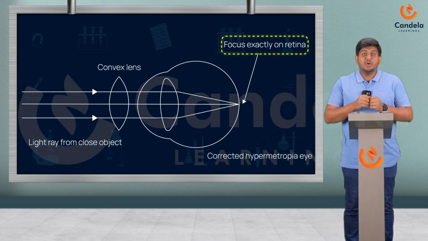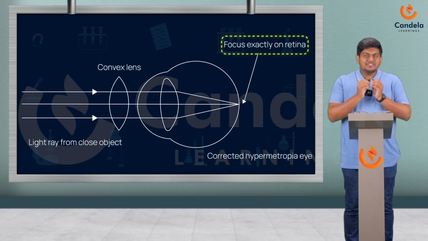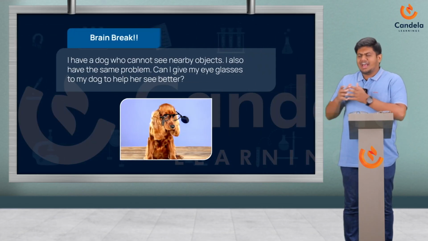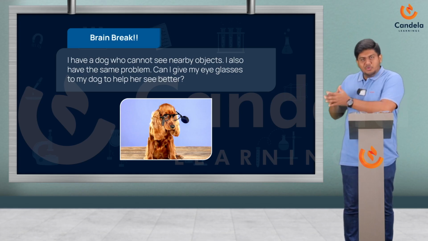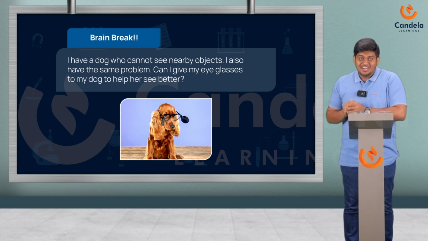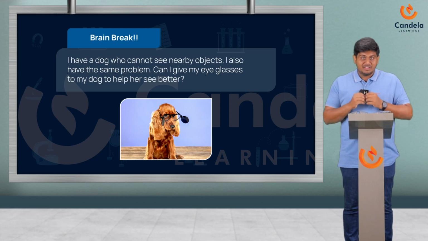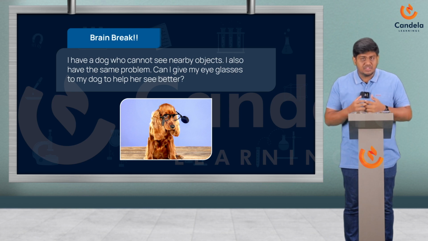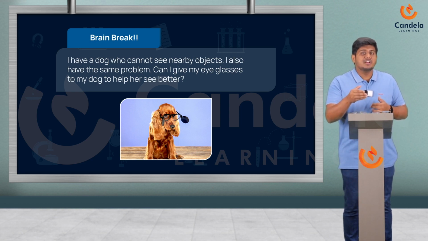So now moving on to the next two defects, I have a small little brain break for you. Imagine I have a dog, and it's a cute little dog. You can see the picture here. Now this cute little dog of mine and me, both of us have a problem.